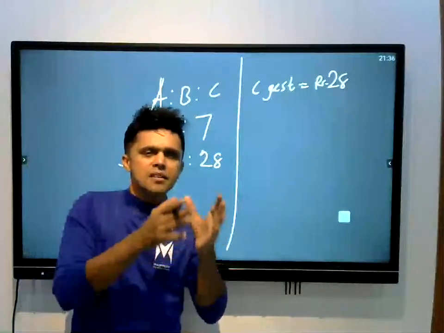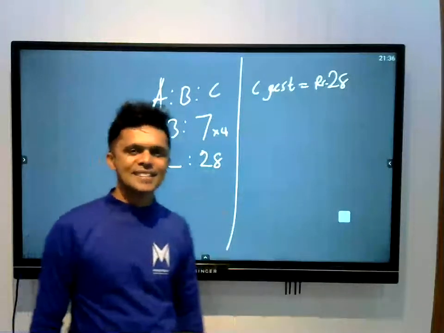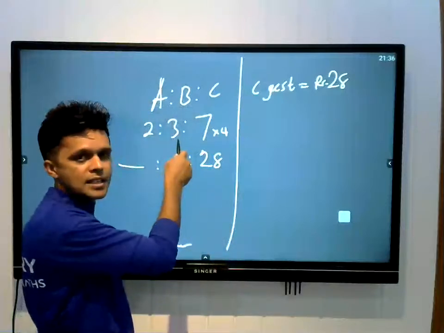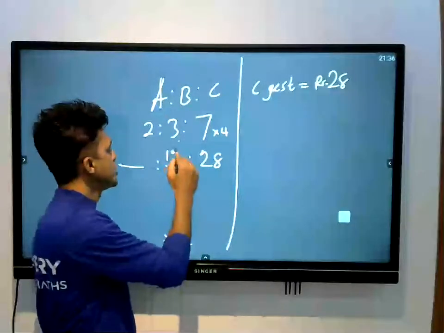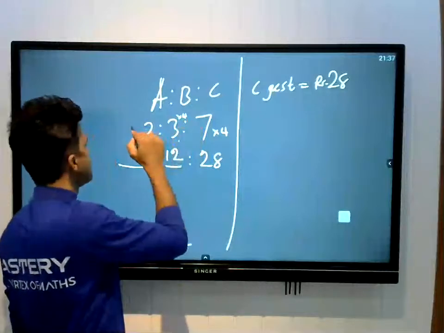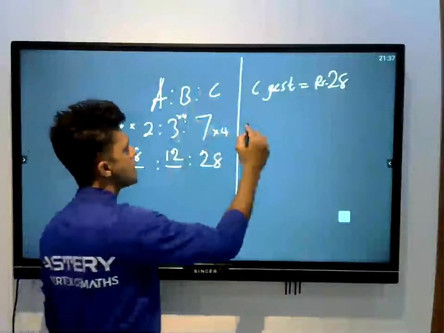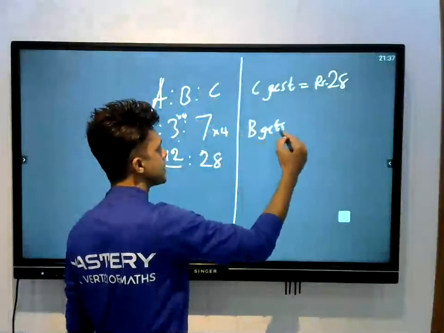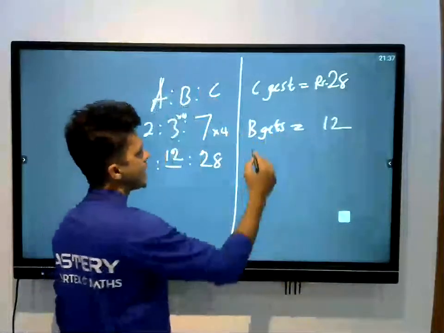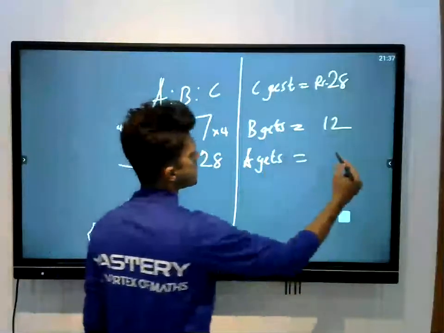Yes. Using the knowledge of ratio that we previously learned, we could get 28. Likewise, you can multiply 3 by 4. Then 3 times 4 is 12. Here 2 also multiplies by 4. Then 2 times 4 is 8. So the amount taken by B is 12 rupees, and A is given 8 rupees.